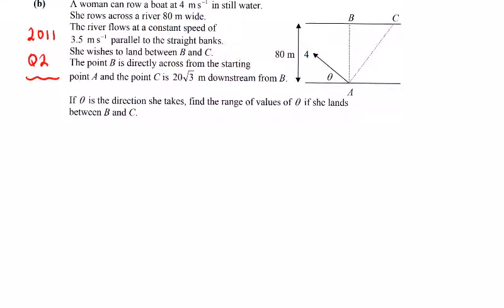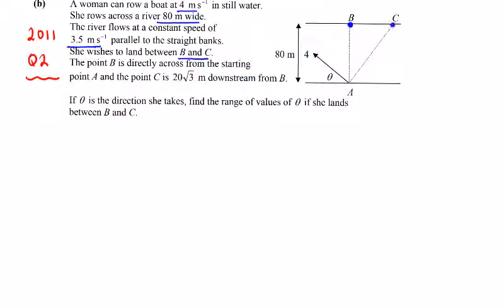2011 Relative Velocity Q.2. A woman can row a boat 4 meters per second in still water. She rows across a river 80 meters wide. The river has a flow of 3.5. She wishes to land between B and C.